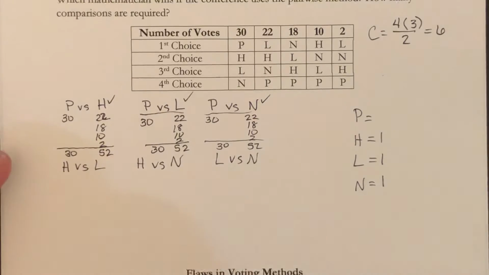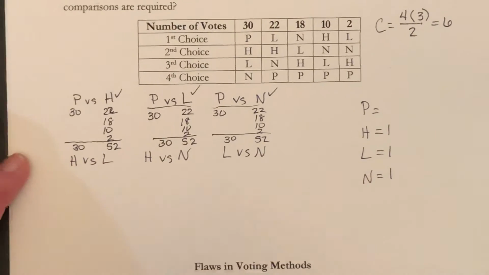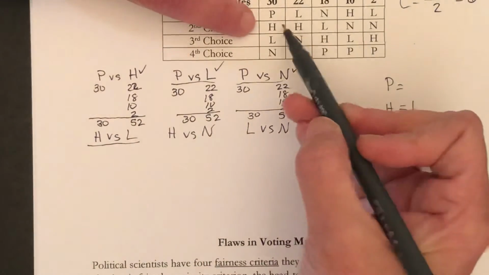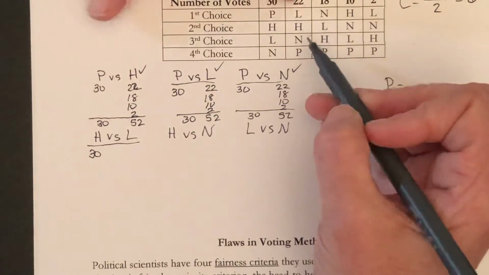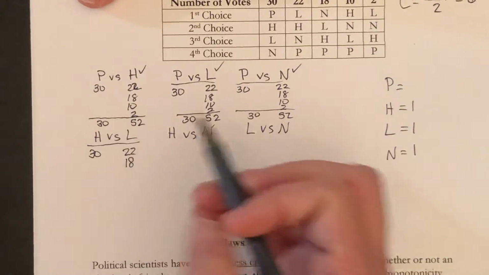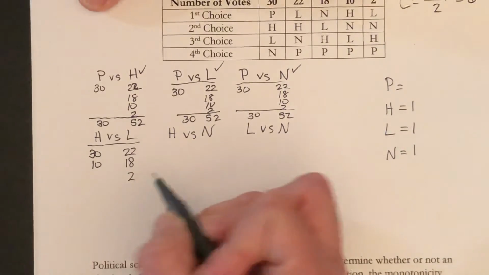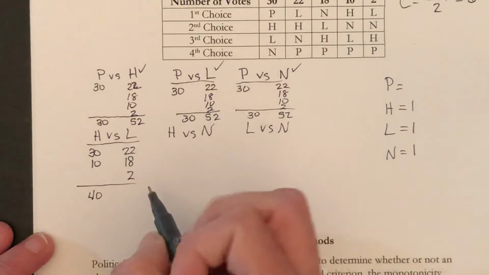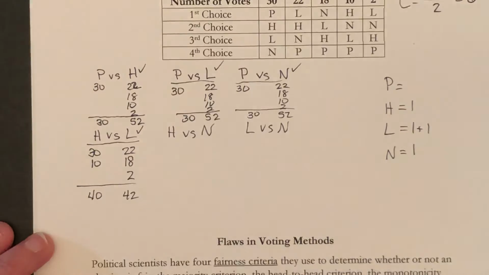Okay, so Pythagoras lost in every one of his comparisons. He's going to get a big 0, but I won't write that down now, just so you can see it for sure. All right, now let's put Hypatia versus Leibniz. She wins here, 30. Leibniz wins here. Leibniz wins here. Hypatia wins here. And then Leibniz wins here. So add these up, and you get 40 to 42. So Leibniz wins there. So another point.